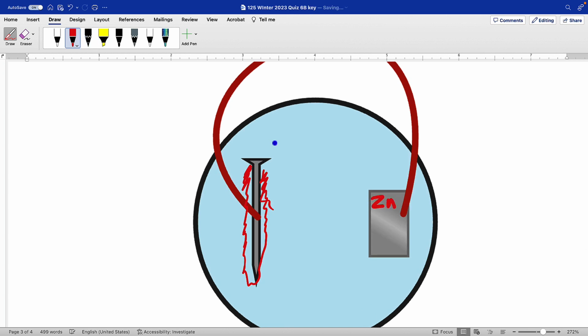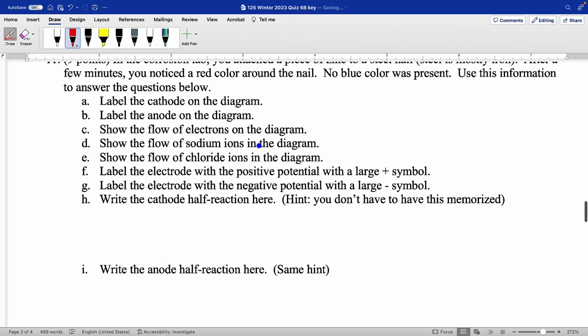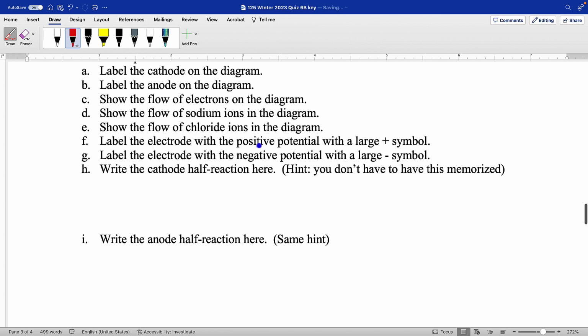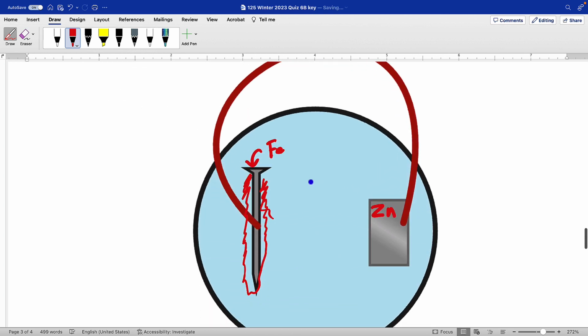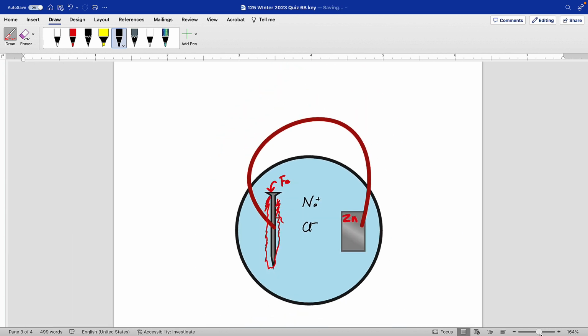Okay, and then we've got an iron nail, so we'll just put an annotation on here that that's iron. And the question also asks us about the flow of sodium ions and chloride ions. So we have sodium and chloride in here when we cast our gel. So they're going to go in a certain direction. So we'll just write those in now. Okay, so let's shrink this down a little bit so we can see our questions a little better.